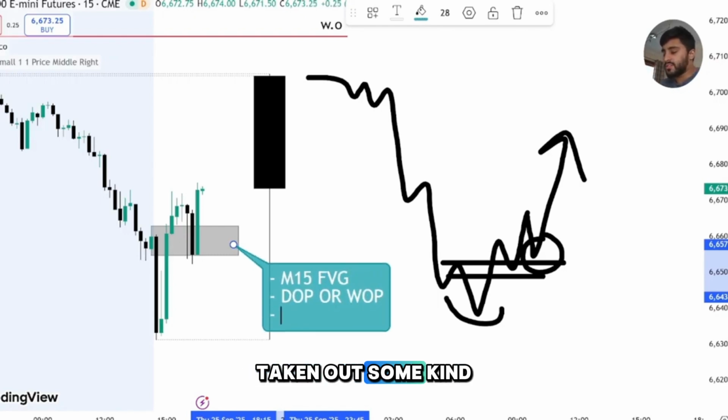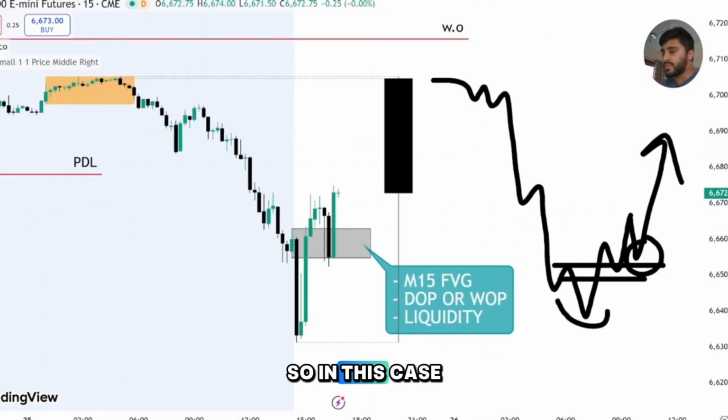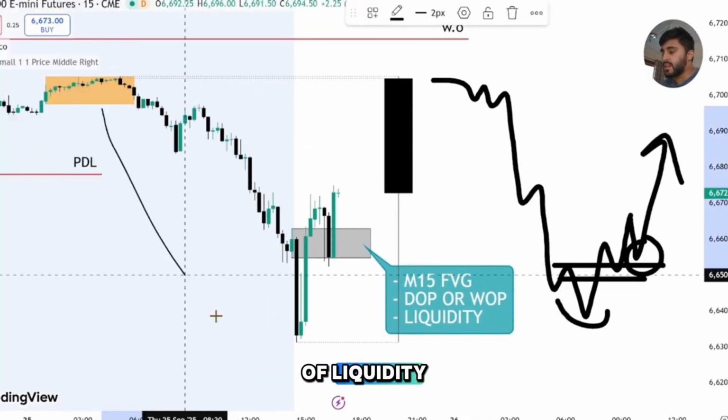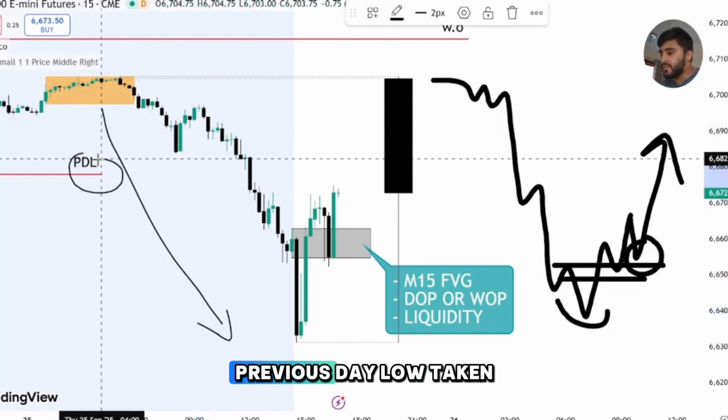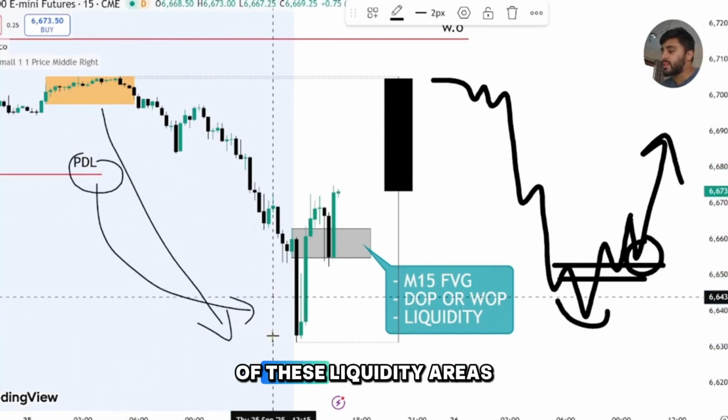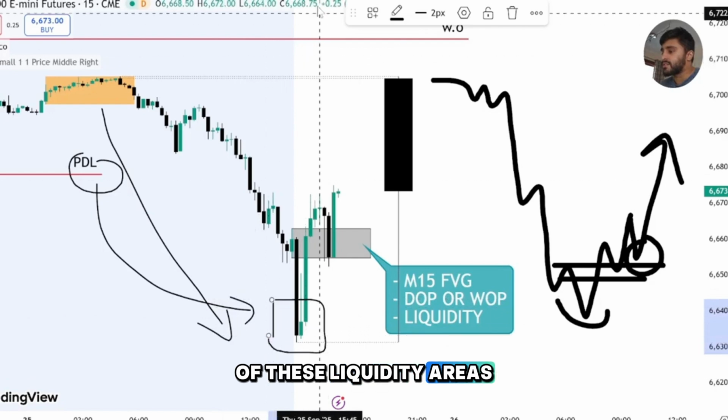And we want to have taken out some kind of liquidity, right? Liquidity isn't a must, but it's definitely a good confluence. In this case, we have two spots of liquidity: Asian range taken out, previous day low taken out. So we have both of these liquidity areas over here.